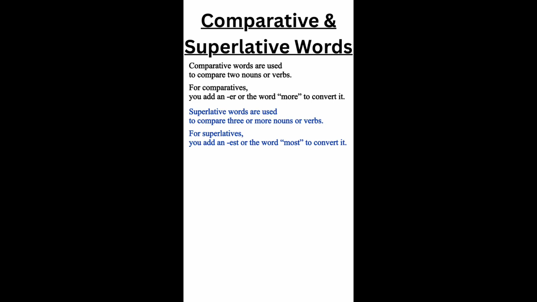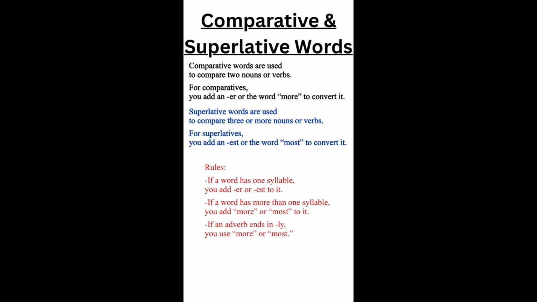Let's talk about comparative and superlative words. Comparative words are used to compare 2 nouns or verbs. For comparatives, you add an er or the word more to convert it. Superlative words are used to compare 3 or more nouns or verbs. For superlatives, you add an est or the word most to convert it.